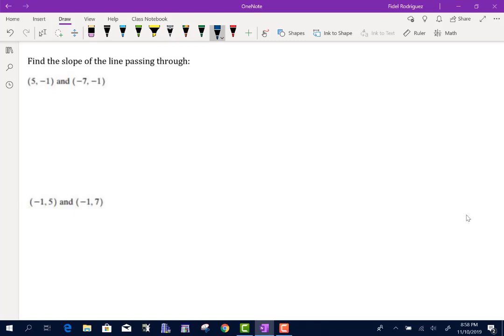So look, over here on the right, I'm going to write m equals y2 minus y1 all over x2 minus x1. Oh, I feel another sneeze coming on. Hold on, guys.